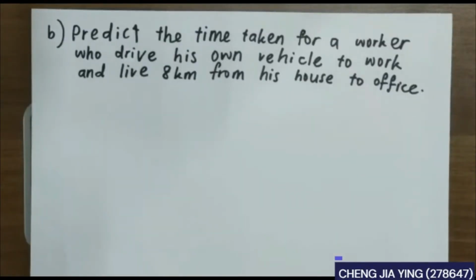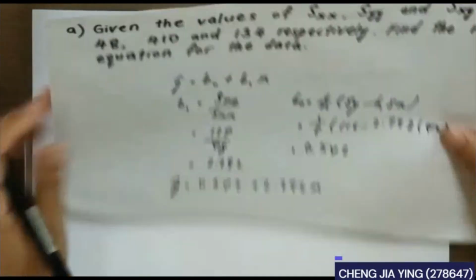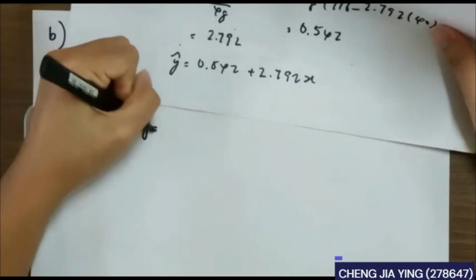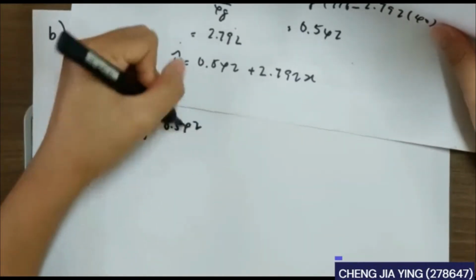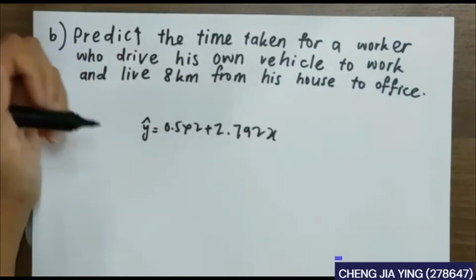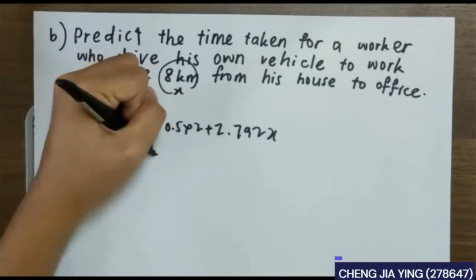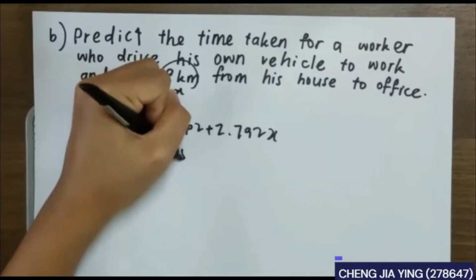Question B. Predict the time taken for a worker who drives his own vehicle to work and lives 8 kilometers from his house to office. So we can predict the time taken by using the regression equation we obtained in question A, which is y equals 0.542 plus 2.792x. From the question we know that the value of x is 8 kilometers, so we just substitute the value of x in the equation.